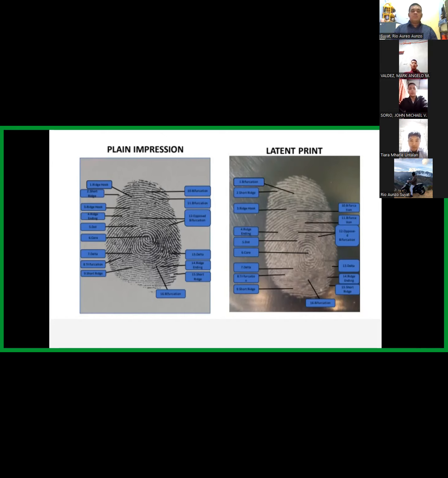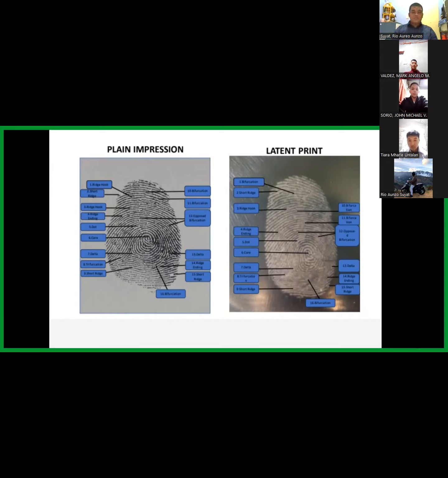From question number 1, what do you mean by the epidermal ridge? Epidermal ridge refers to the raised pattern found on the surface of the skin, the palm of the hand, the sole of the feet and fingers.